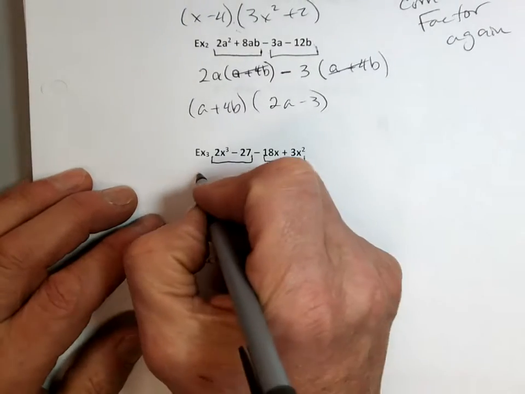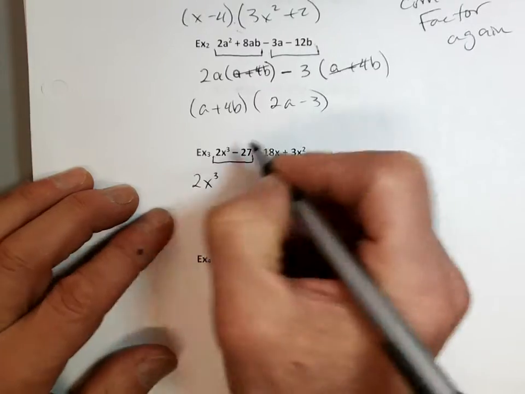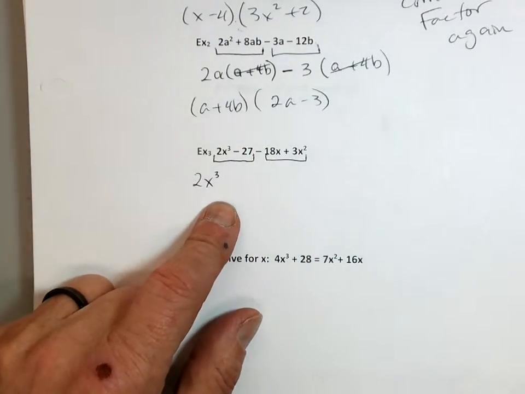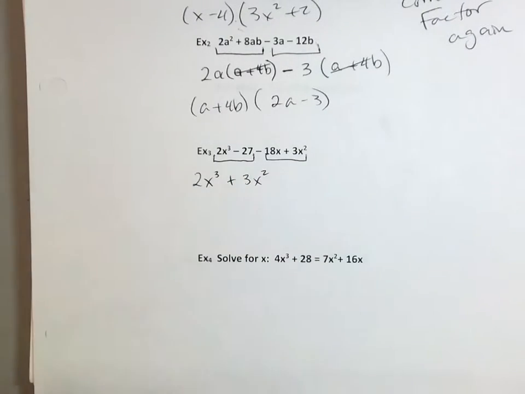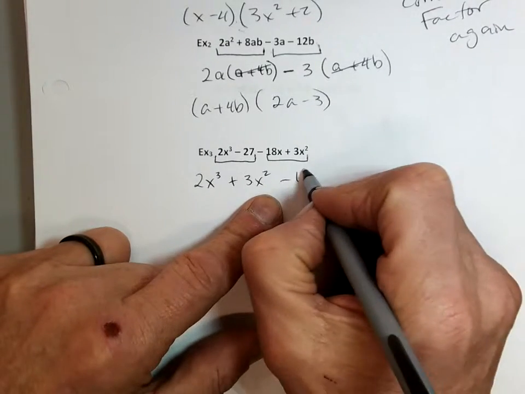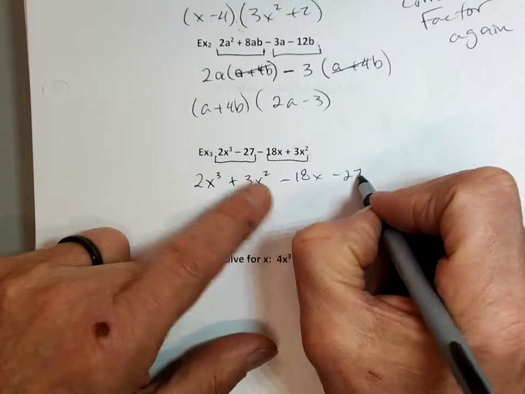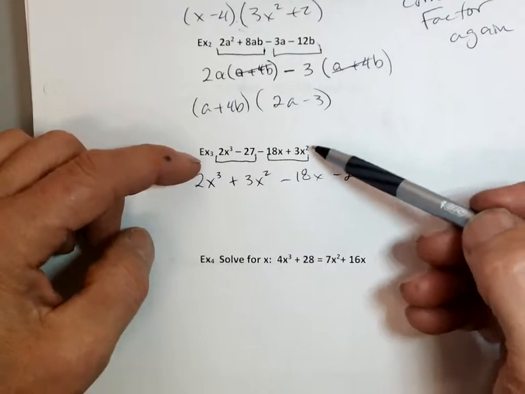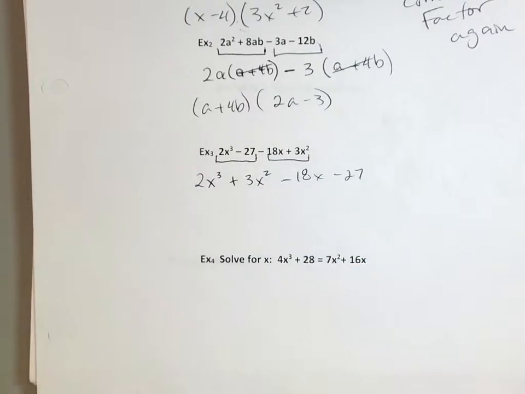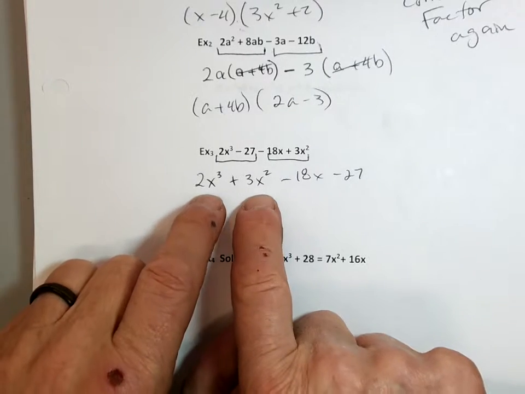So Derek, I got a 2x cubed. What do you want to put with the 2x cubed? 3x squared. Positive 3x squared. That makes sense, doesn't it? Let's regroup them so that we can put things together that go together, okay? And then probably my negative 18x minus my 27. So now when I look at my pairs, I've got things that I can common factor, okay? Originally, they didn't have anything in common. So let's just rewrite it, put the things together that go together, right? Does that make sense how I regrouped them?